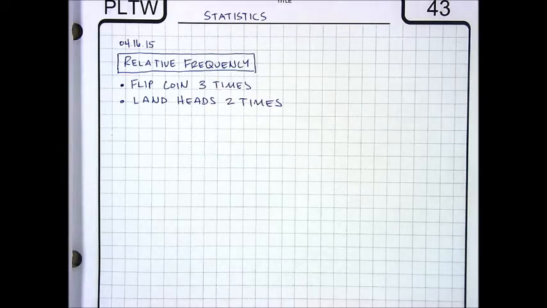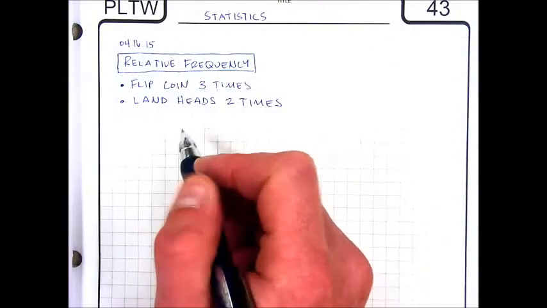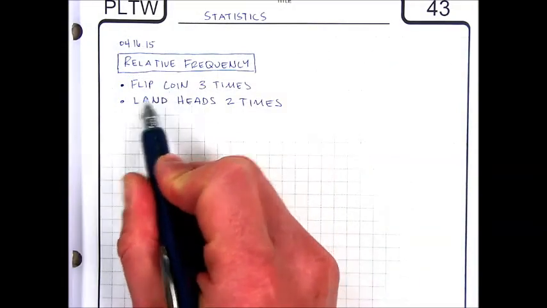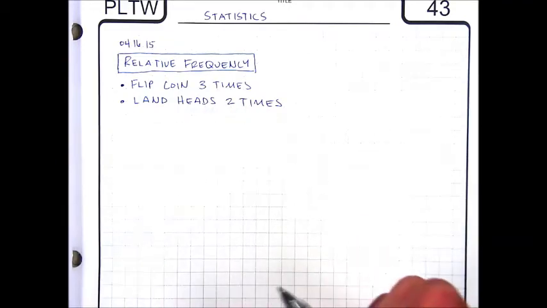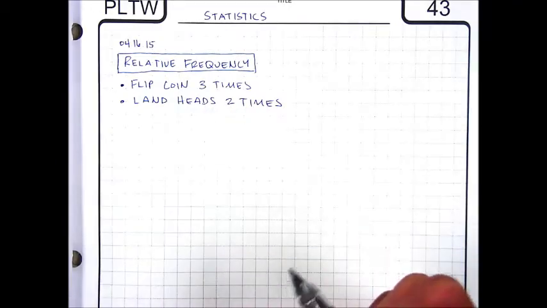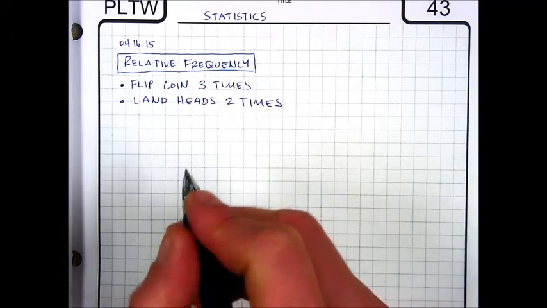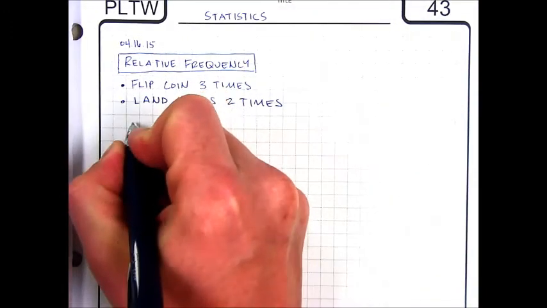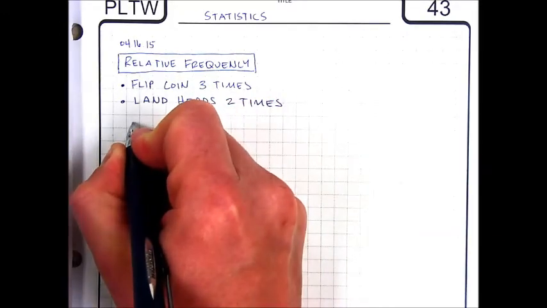We're going to do an example of a relative frequency calculation. We're going to use the problem: what's the probability of flipping a coin 3 times and landing on heads exactly 2 times? One way to do this is to create a probability tree and use relative frequency to solve it. To do that, we have to determine the number of flips. So we know we're going to flip the coin 3 times.